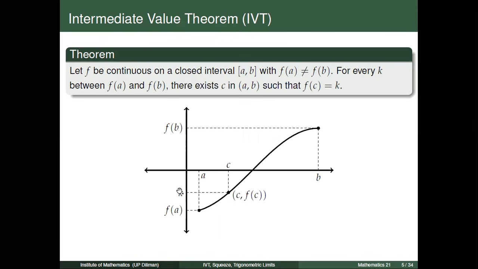So the intermediate value theorem says that if f is continuous on the closed interval [a, b], and the values of the endpoints are different, then the function passes through all the intermediate values between f of a and f of b. Make sense?